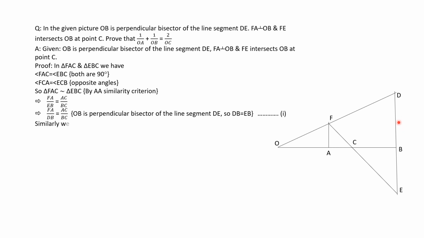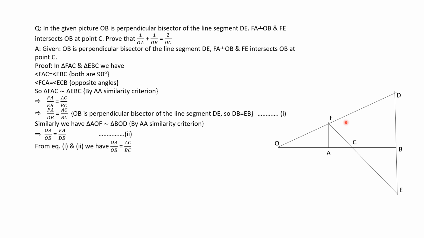So in place of EB we can write DB. This is the first equation. Similarly, we have triangle AOF similar to triangle BOD. Angle A is common for both, and angle FAO and angle DBO are 90 degrees. That means two angles are the same. So by the angle-angle similarity criterion, these two triangles are similar. Or you can write OA by OB equals FA by DB. Again, this is the second equation.